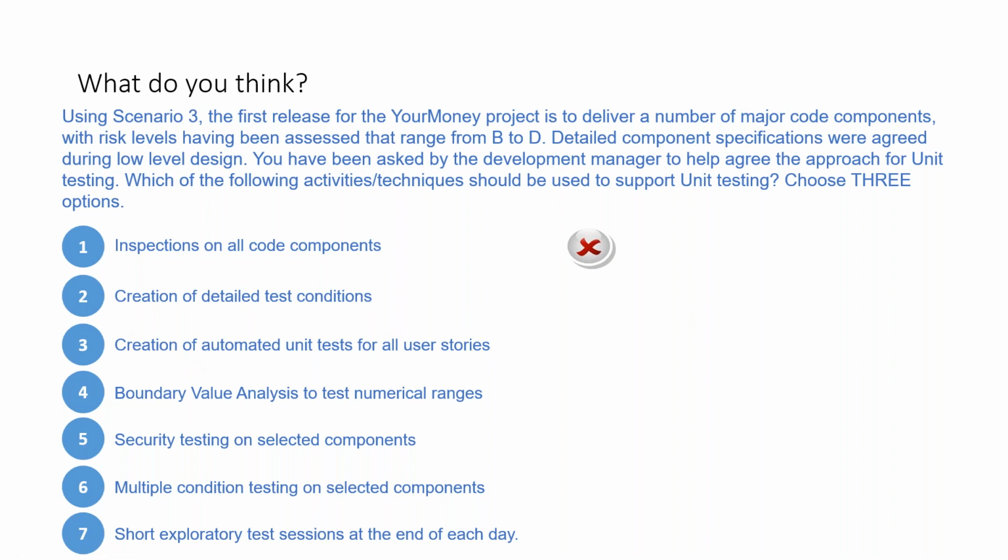So basically for low level testing like unit testing, when we covered it in our syllabus, the detailed test conditions will not be there. You directly use code specifications and start white box testing. The test condition is more for the higher level things. So this is not a good recommendation. We have to identify 3. Okay, creation of automated unit tests for all user stories. What do you say?